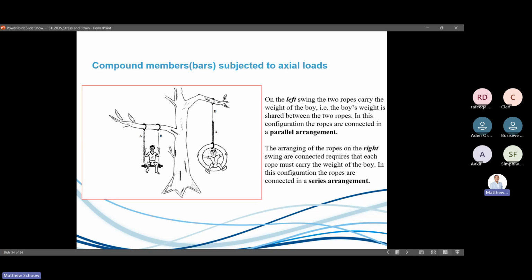So on the left, you'll see Akif on a swing, right? And you notice there's two ropes, right? Where Akif is holding, which is essentially supporting the weight of the boy. So I want to ask you from a force perspective, if Akif is sitting on a seat, obviously the gravitational force is going down, right? How are the forces shared between the two ropes?